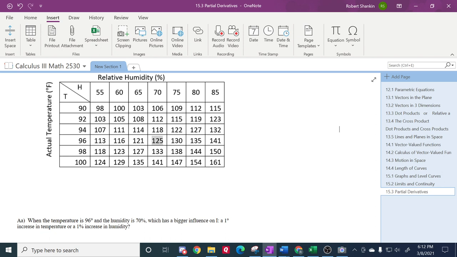Go ahead and hit enter and discuss this in your group chats.